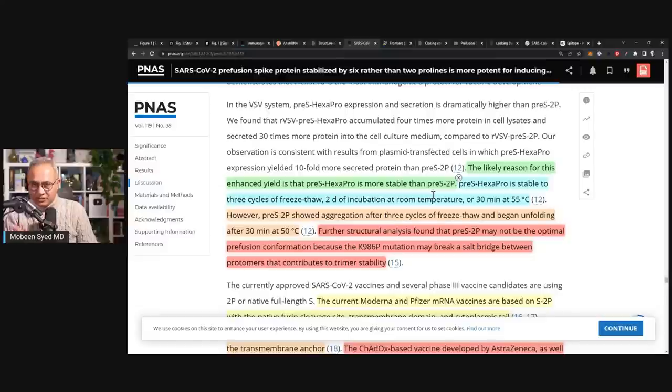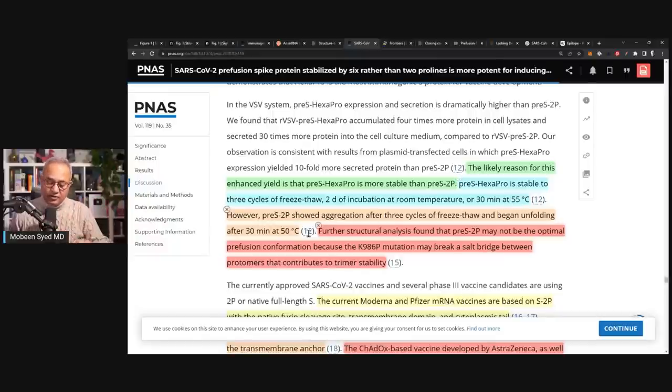Right? So now researchers are saying that, hey, the one that is being used in the vaccines is less stable. So it's not me who's saying it. It's also not a rumor. It's not some crazy conspiracy theory. This is a researcher saying, hey, 2P is great as well, but that is less stable. That's one. Then they say pre-S hexapro is stable to 3 cycles of freeze-thaw, 2 days of incubation at room temperature, or 30 minutes at 55 degrees centigrade.